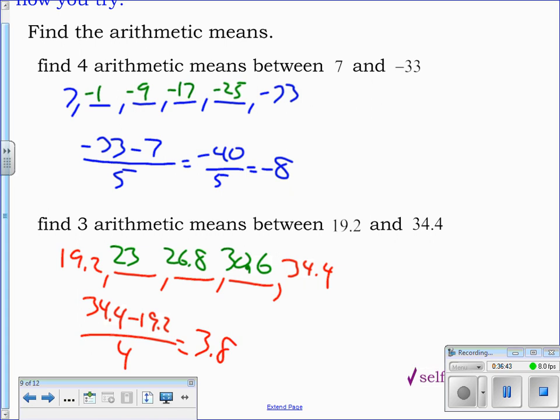Question. This one's not too bad. I actually kind of like this one. Wait till we do the geometric mean.